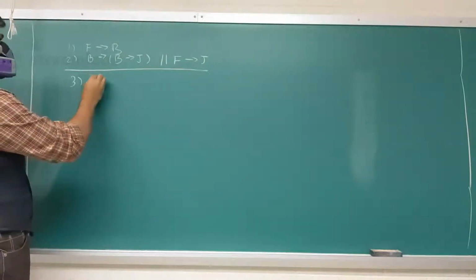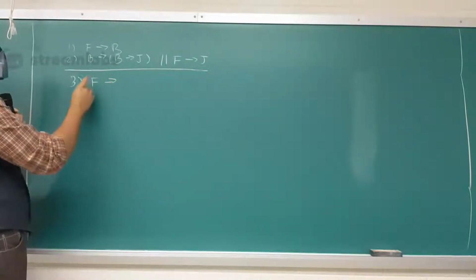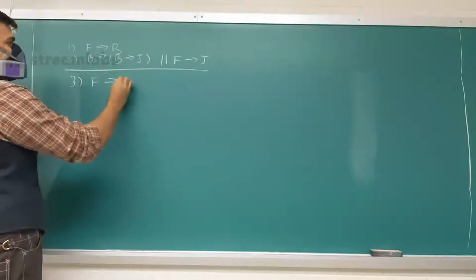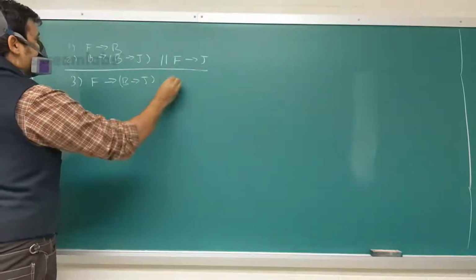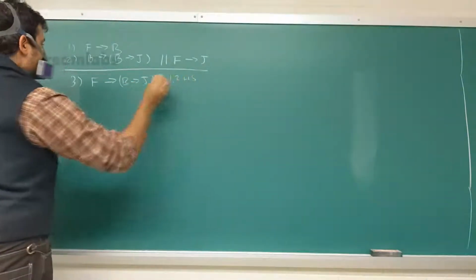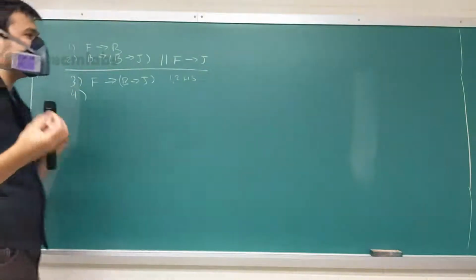Okay, cool. So let's do a hypothetical syllogism. So that will get us F then B then J, right? From 1 to hypothetical syllogism.